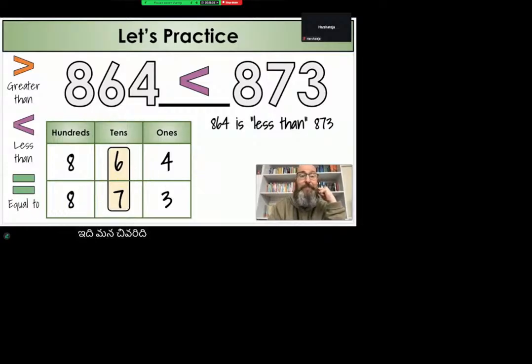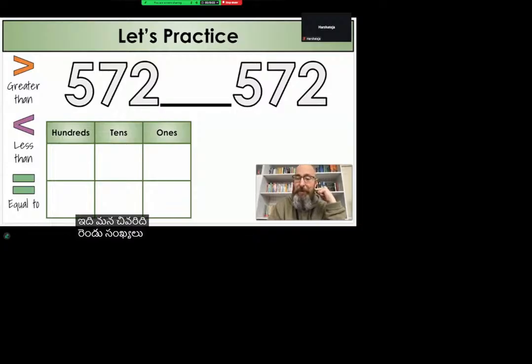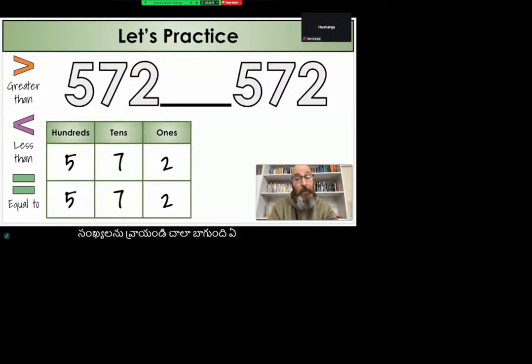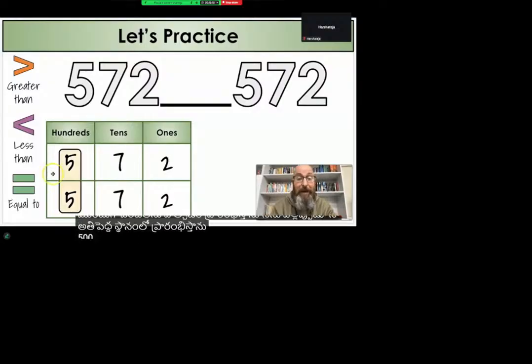Right, this is our last one. 2 numbers again. What's step 1? Write the numbers. Very good. What's step 2? I start comparing. Hundreds first. I always start at my largest place. 500 and 500 are the same. So what do I compare next?